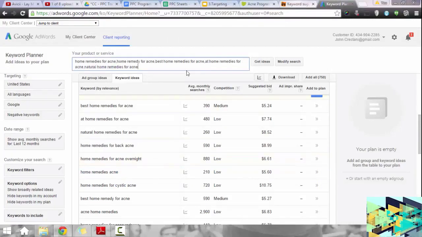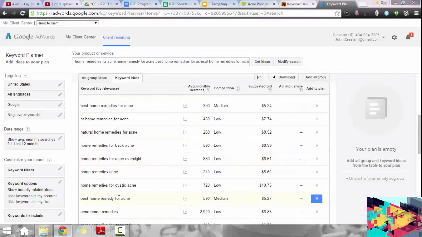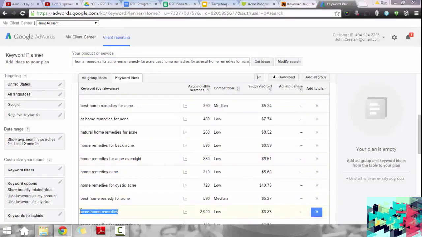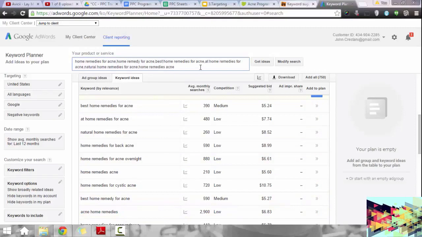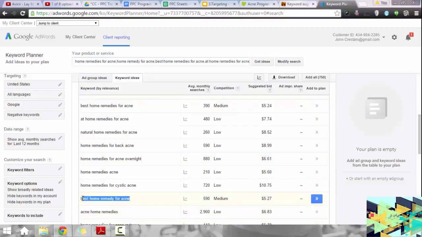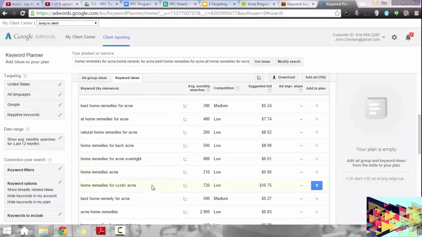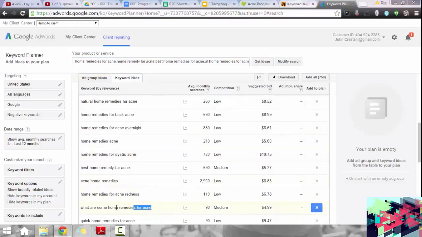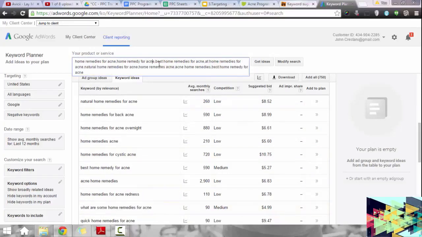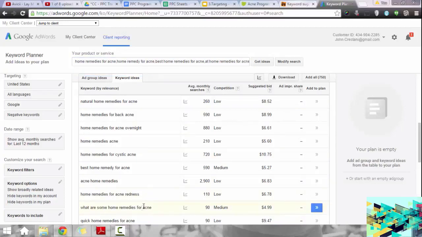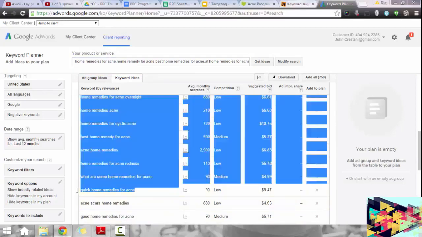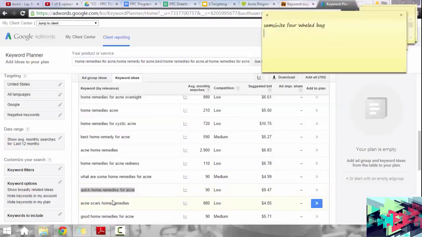Remedies, acne. So we're just adding to our list here. Acne home remedies. Remember, this was one of our terms before. Best home remedy for acne. I don't think we got that. Nope. So we're just adding. What are some home remedies for acne? That's a cool term. It's a question. And it shows there's a lot of terms for questions. Quick. Maybe somebody who's looking for a quick home remedy.